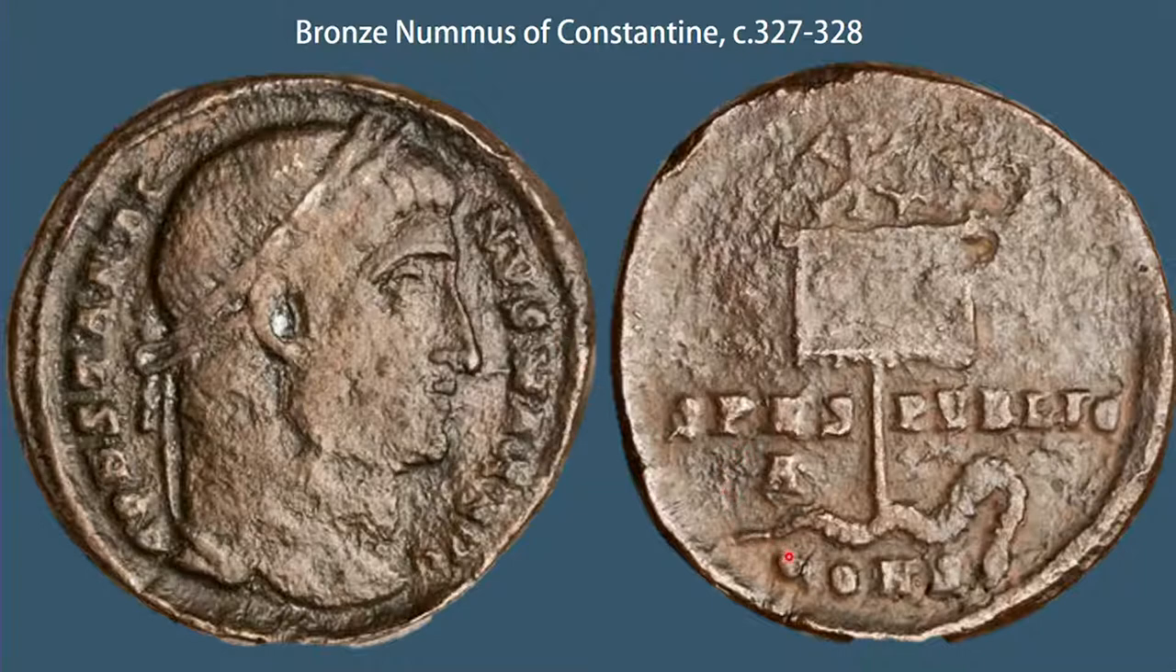But it's on the reverse side where we once again see that military standard, the labarum, depicted. Here's the upright pole. There's the cloth that had the portrait of Constantine and his two sons. And surmounting that at the top there, the chi and the rho once again, the first two letters in Greek of the name Christ. There's an inscription, spes publica, hope of the state. And then down here, the first four letters in the name Constantine.